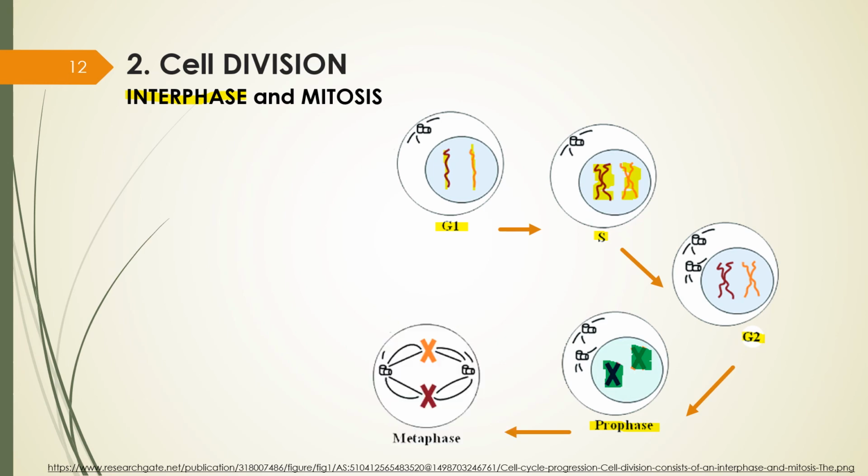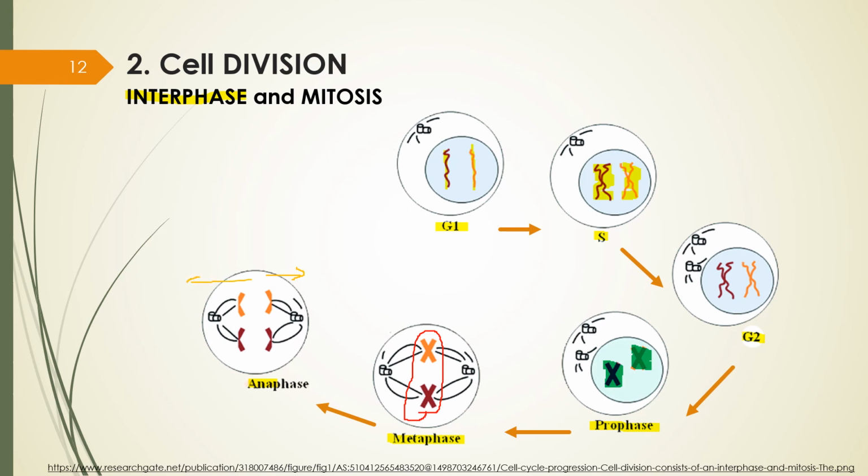After the prophase, we have metaphase. What happens in metaphase? They go to the center. So they align in the center of the cell. After the metaphase, we have anaphase. Anaphase, what happens? They split. So the chromatids go, each of them, to one side of the cell. So they separate, the sister chromatids.